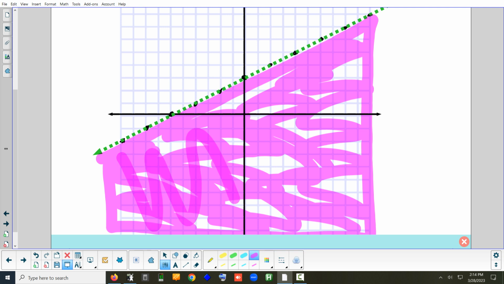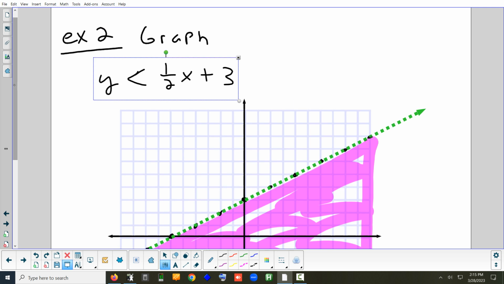And when you shade below, that means that any point in this area in pink is a solution to the problem, that whole section. So looking at that pink area, can somebody name just one coordinate that falls in the pink area? Yeah, sure, 0, 0. That falls well within the pink area. So if you take 0, 0, and you were to plug it into that problem, it should work.